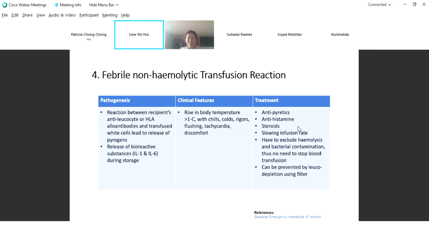So for the treatment, we can give an antipyretic such as oral paracetamol and also an antihistamine such as intravenous diphenhydramine and also a steroid, intravenous hydrocortisone, and slow down the infusion rate. But before that, we have to exclude the more harmful reactions such as the hemolytic reaction or bacterial contamination. After we exclude all these causes, then we can continue the blood transfusion. And this febrile non-hemolytic transfusion reaction can be reduced by leukodepletion.